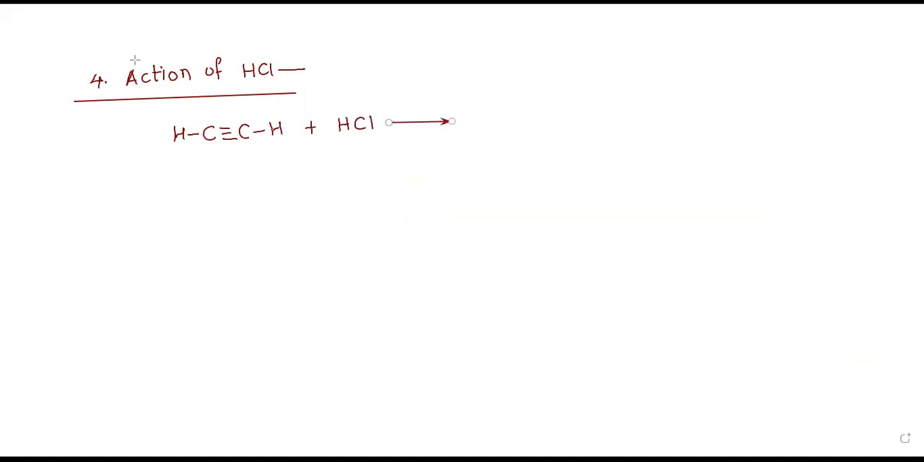Let us come to Markovnikov rule based reactions. So this is action of HCl. If you take alkyne ethyne and react it with HCl, you can imagine H adds to one of the carbon, chlorine adds to another carbon. So this gives us CH2=CH-Cl. This is called 1-chloroethene.